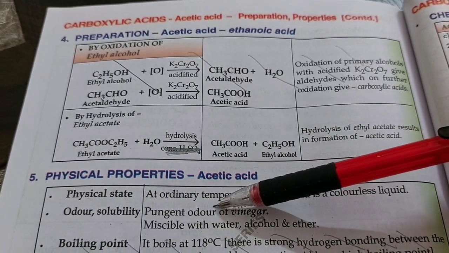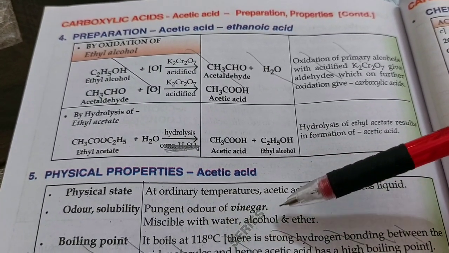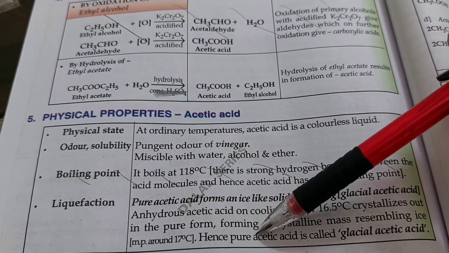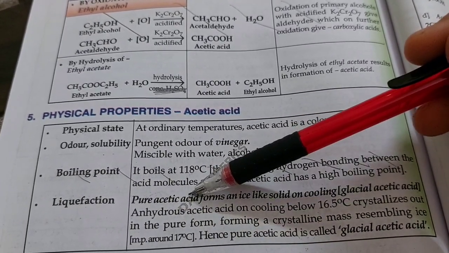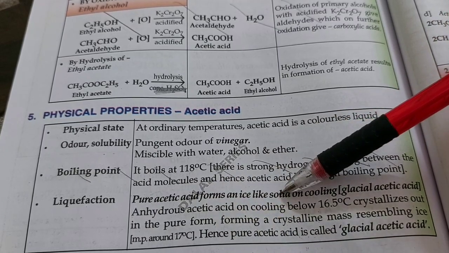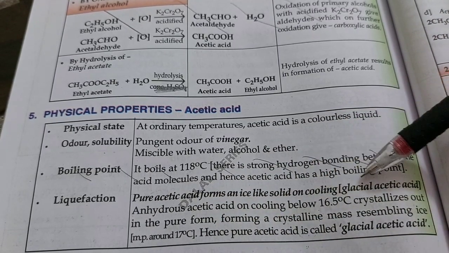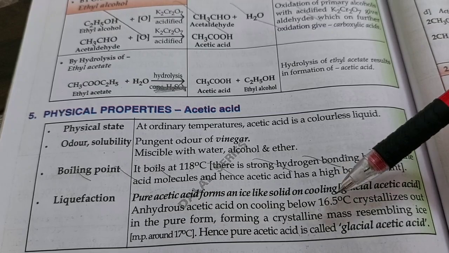It has a pungent odor. It is soluble in water, alcohol, ether. Boiling point is cancelled. Liquefaction, well, pure acetic acid, that is without water, forms an ice-like solid, glacier-like solid on cooling, and it's called glacial acetic acid at around 17 degrees Celsius.